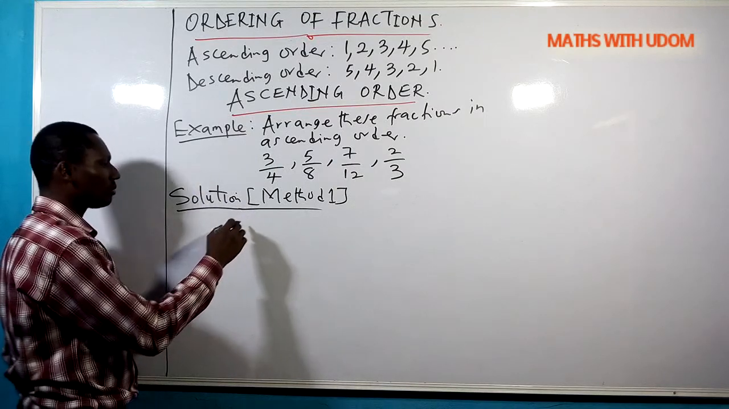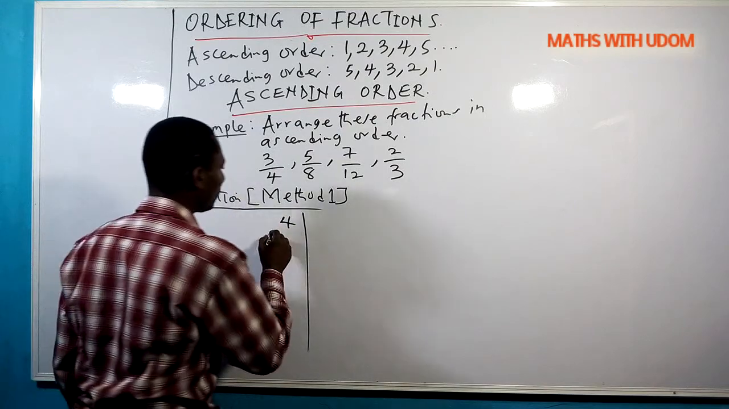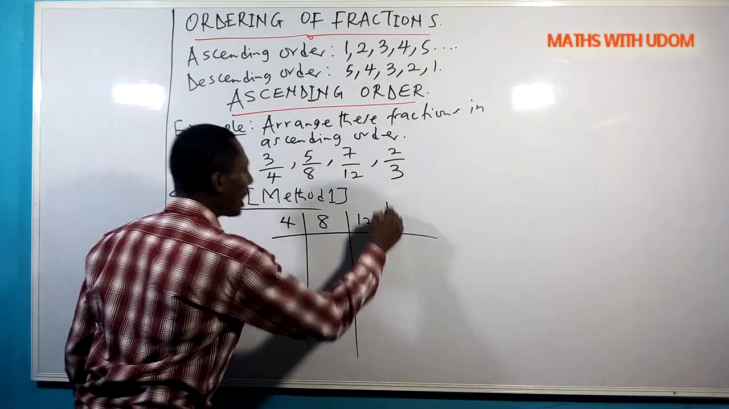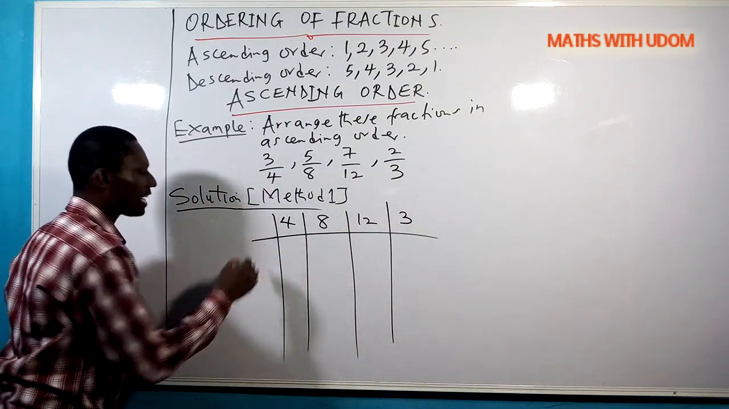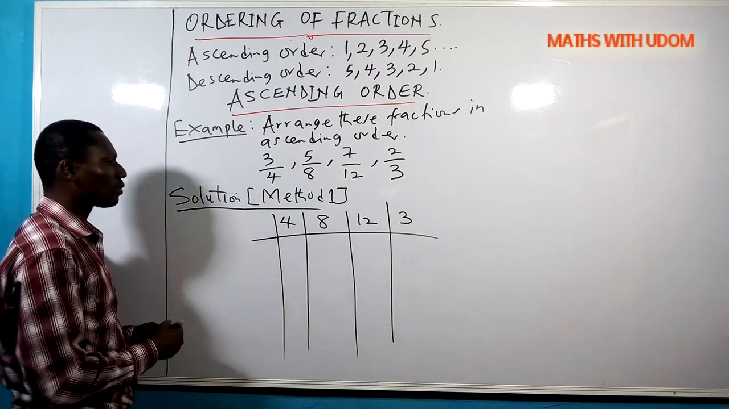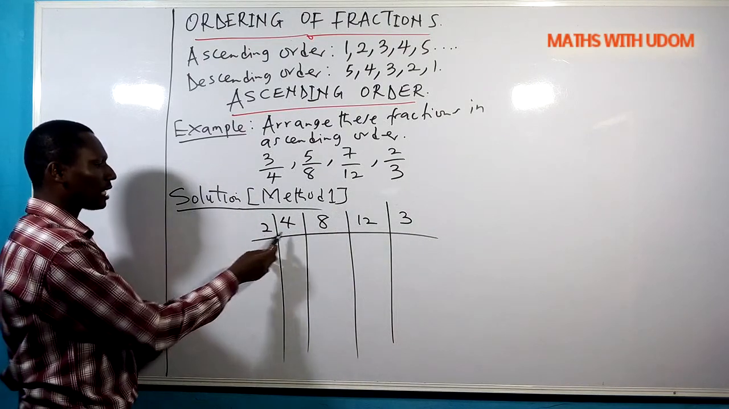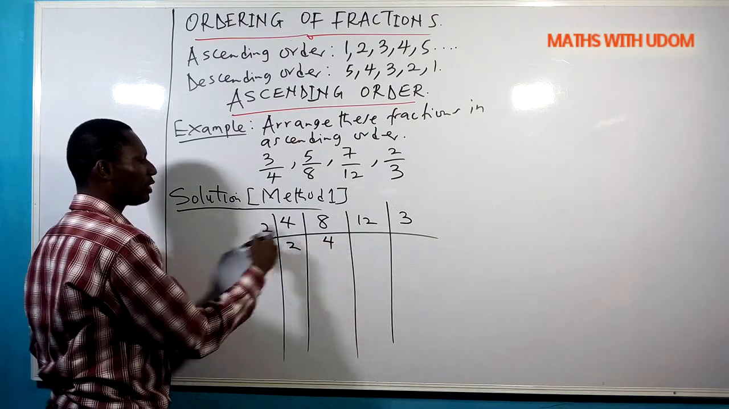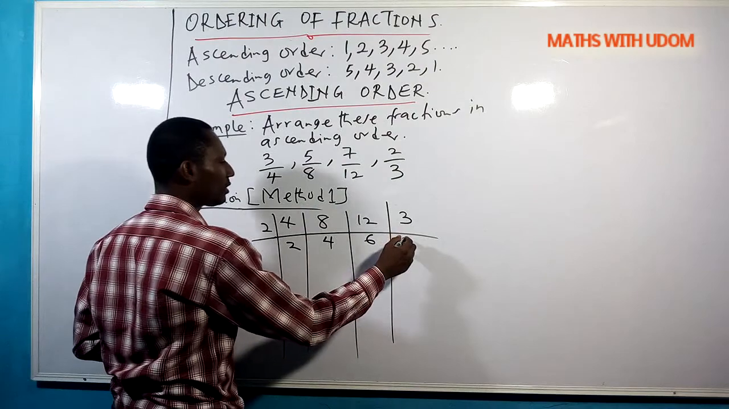So what do we have as denominator? We have 4, we have 8, we have 12, and we have 3. So let's look at the prime numbers that can go in this value. What is the smallest number that can go through? 2 can go. How many 2 can go in 4? 2. How many 2 can go through 8? 4. How many 2 can go through 12? 6. Can 2 go in 3? No, we repeat the 3.